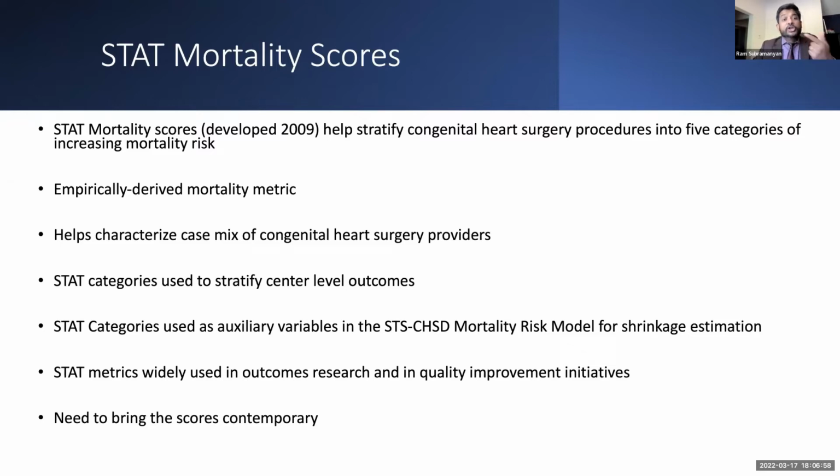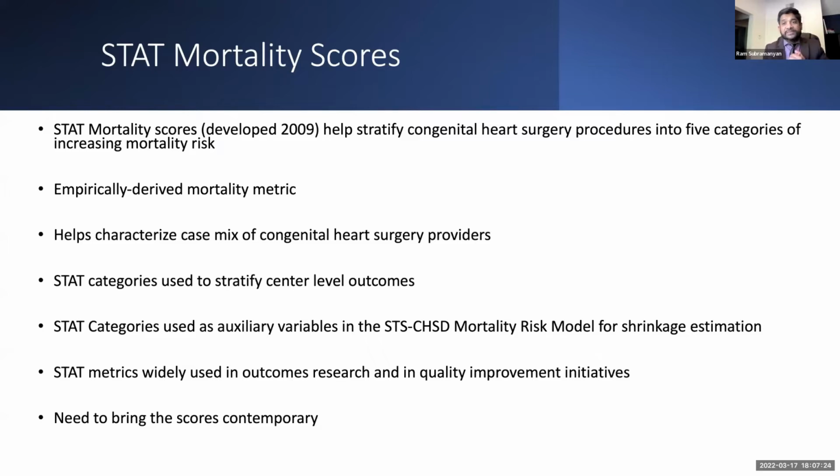We've introduced new procedures for which we did not have STAT mortality scores because those procedure codes didn't exist in 2009, or we assigned mortality scores based on expert opinion because we didn't have enough procedures to get empiric data in 2009. So we felt a decade later, it is important to bring the STAT mortality scores contemporary.